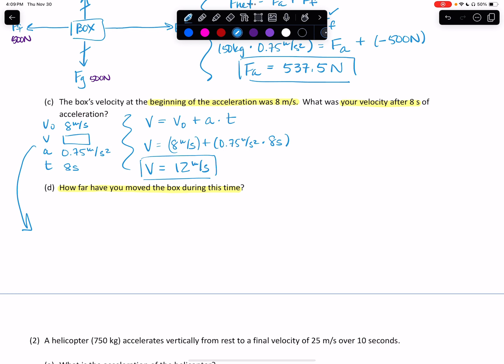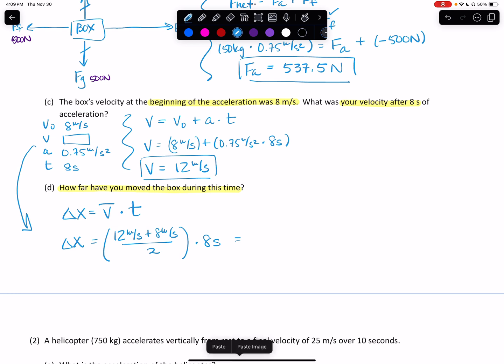My favorite is change in position is the average velocity times time. So I have my change in position equal to my average velocity, which is 12 meters per second plus 8 meters per second divided by 2, times my 8 seconds. 12 plus 8 is 20, divided by 2 is 10, times 8. So I have moved the box 80 meters during this 8-second time period.